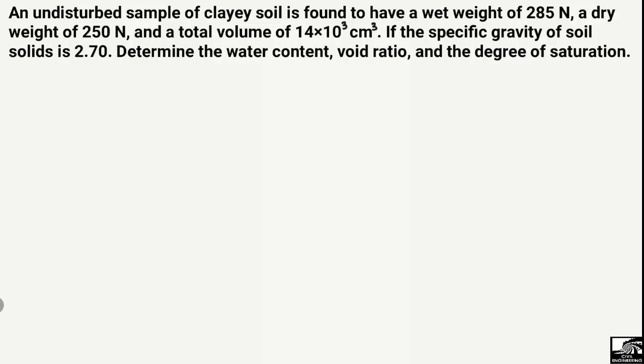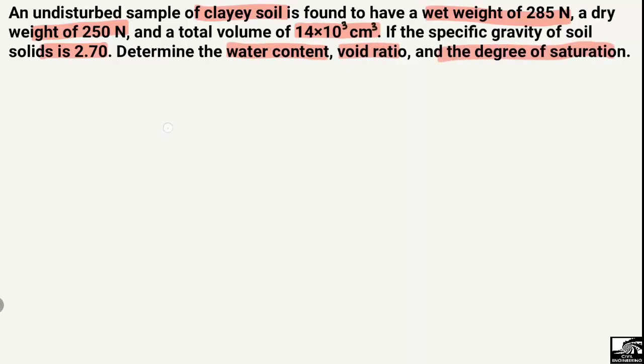In today's lecture, we are going to find out some unknown parameters for soil mechanics. The problem states that an undisturbed sample of clayey soil is found to have a wet weight of 285 Newton, a dry weight of 250 Newton, and a total volume of 14 × 10³ cubic centimeter. If the specific gravity of the solid is 2.7, then we have to determine the water content, the void ratio, and the degree of saturation for the soil sample.